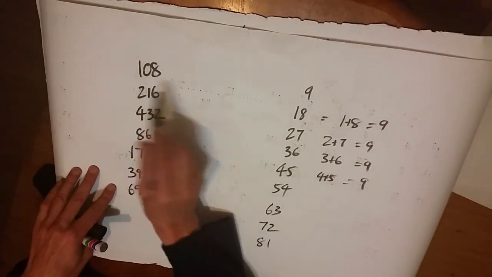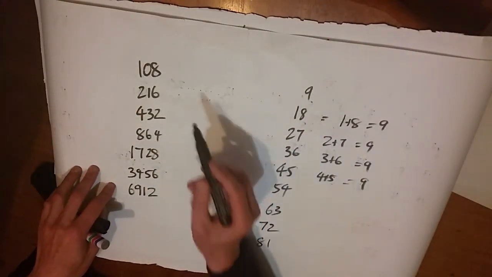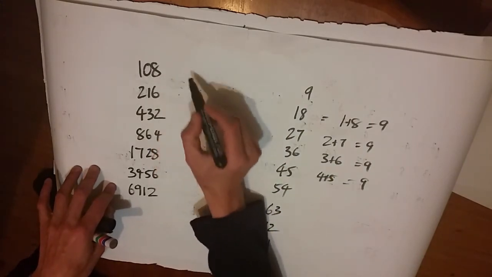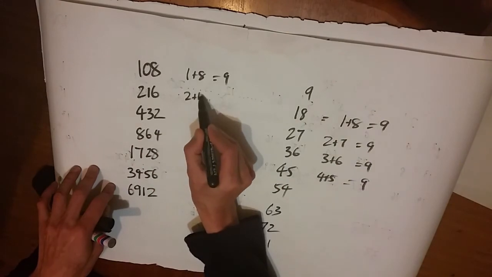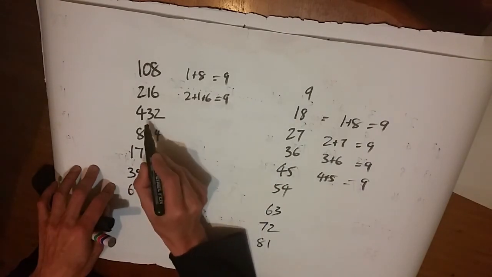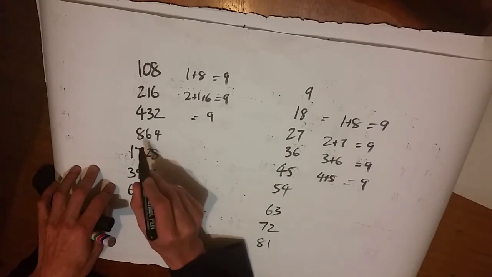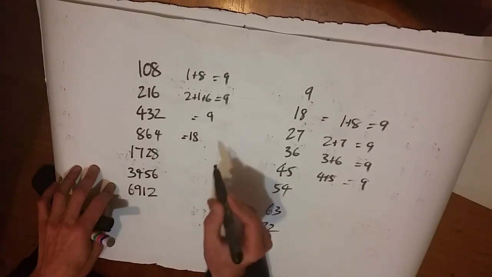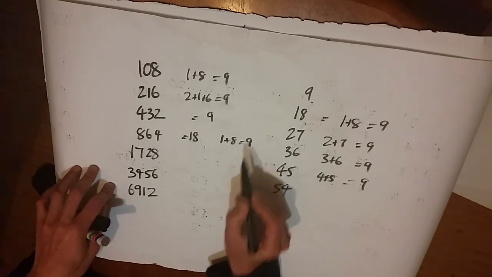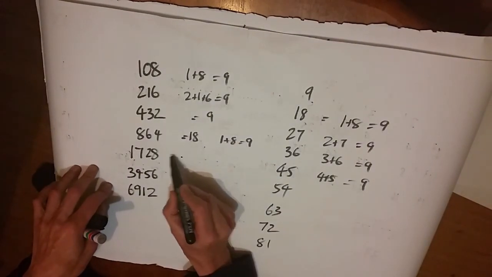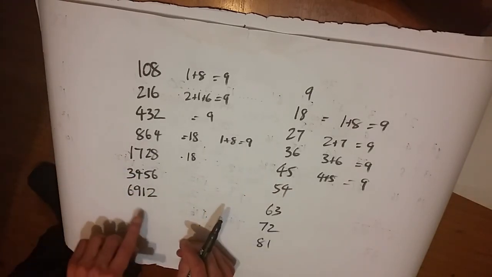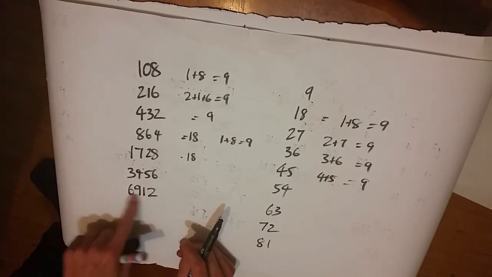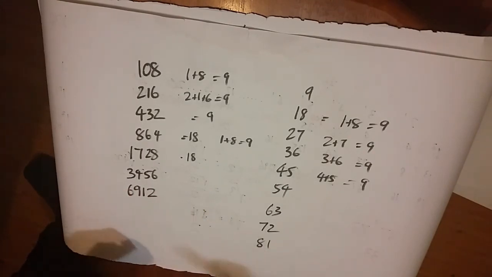So again, 108 is a multiple of 9. 9 is 3 squared anyway. 1 plus 8 equals 9. 2 plus 1 plus 6 equals 9. 4 plus 3 plus 2 equals 9. 8 plus 6 plus 4 equals 18, but 1 plus 8 equals 9. 1728, the same thing: the numbers add up to 18, or 1 plus 8. 3456 is the same thing, and 6912, you've got the same thing going on there.